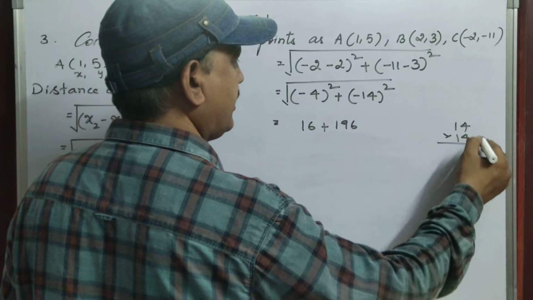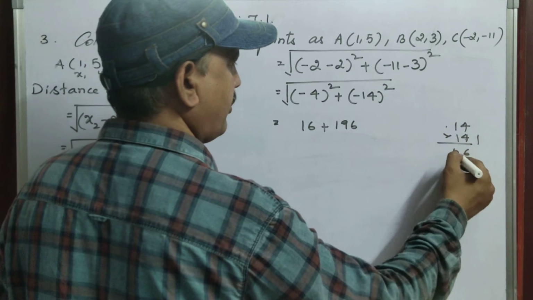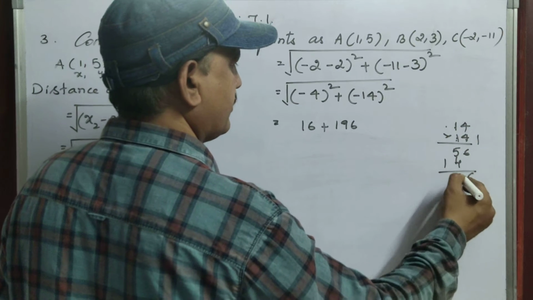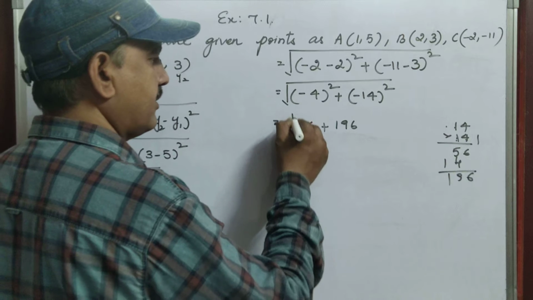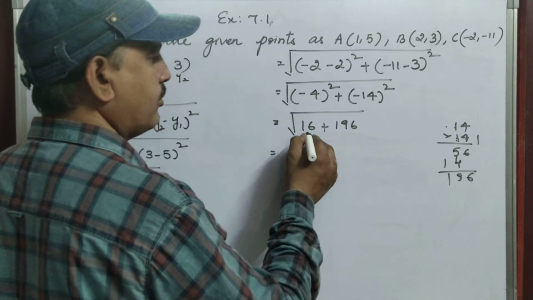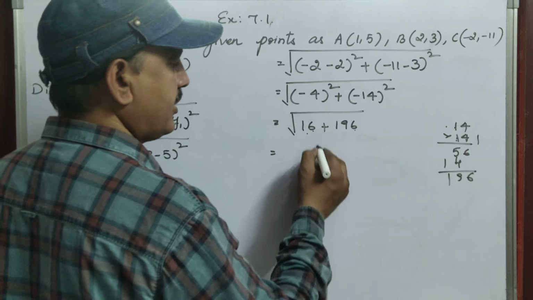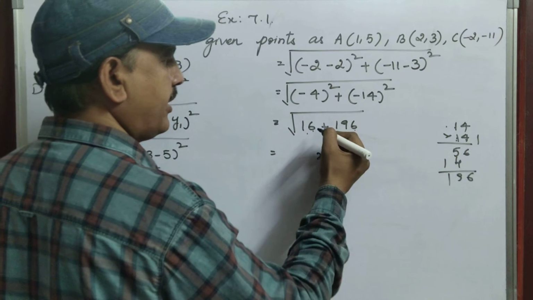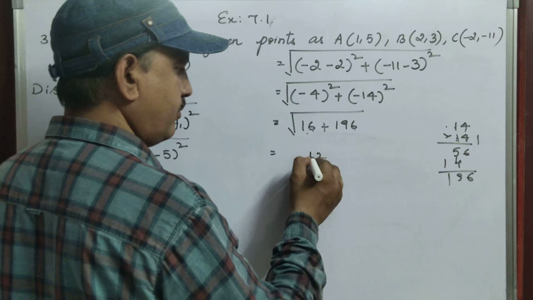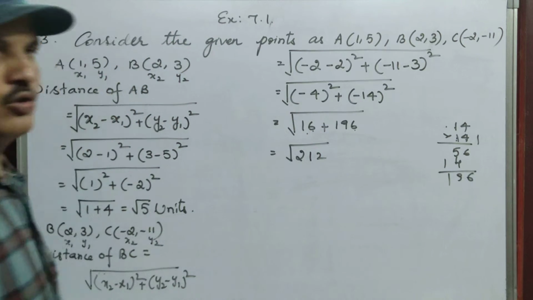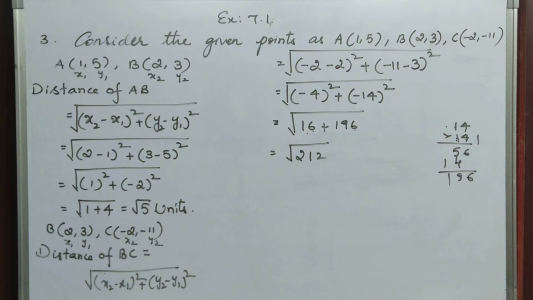If you want to clarify it here: 4 4s are 16, 1 4 is 4 plus 1, 5. 1 4 is 4, 1 1 is 1. So 196. Now 16 plus 196. 6 plus 6 is 12, 1. 10 plus 1, 11, 1, 2. So 212. How much you got? 212, you got it.